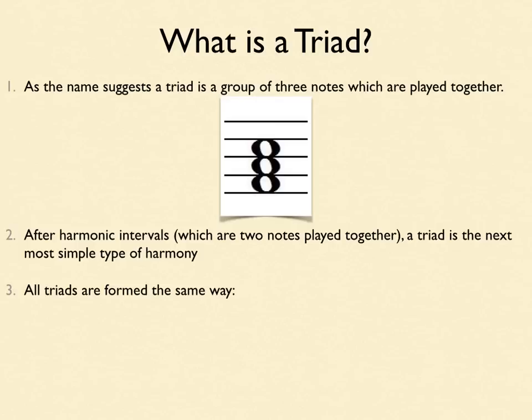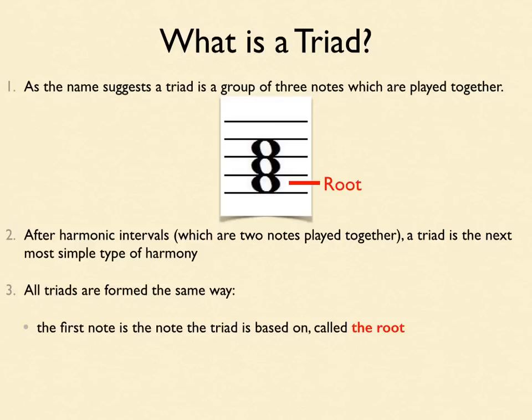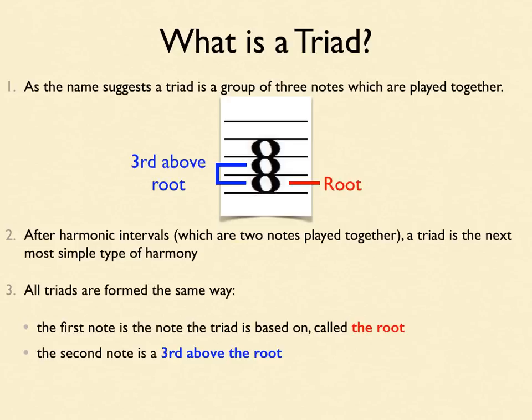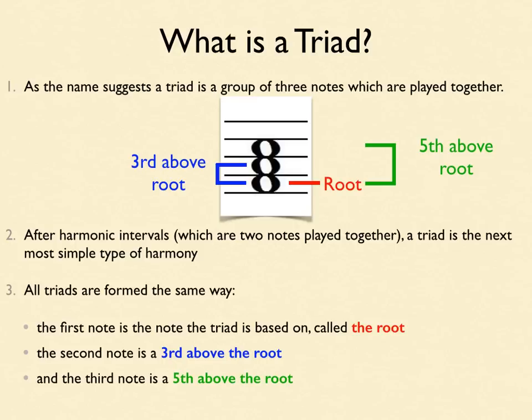All triads are formed in the same way. The first note is the note the triad is based on. That's called the root. As you can see there, it's the note at the bottom of that triad. The second note is a third above the root. So the second note's always a third above it. And the third note is a fifth above the root. So it's basically your root, your third, and your fifth. And all triads are formed that way.